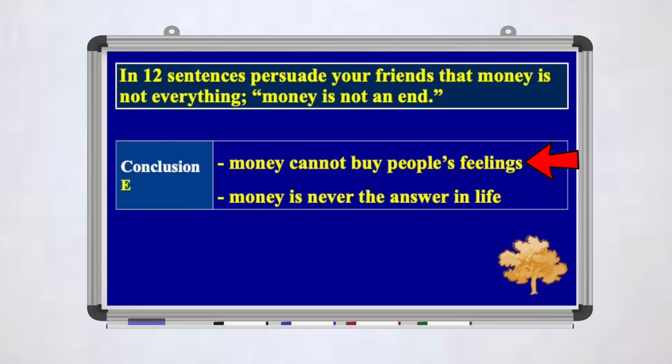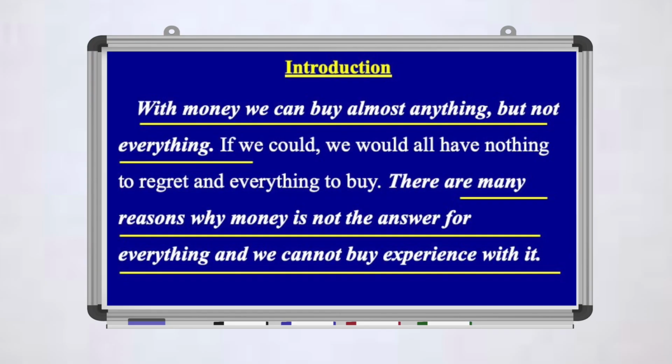Money cannot buy people's feelings. Money is never the answer in life. Here, your outline is ready to be written in an essay, and it will be so easy to do. Let's take a look at the introduction. With money, we can buy almost anything, but not everything. So here, the reader will pay attention and want to read more, to know more.